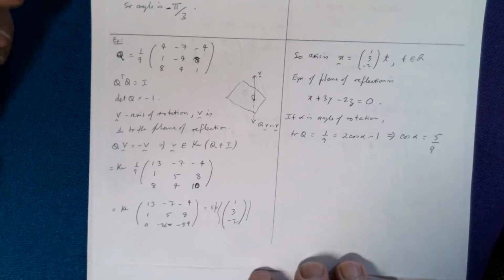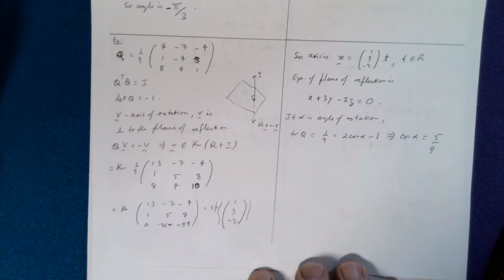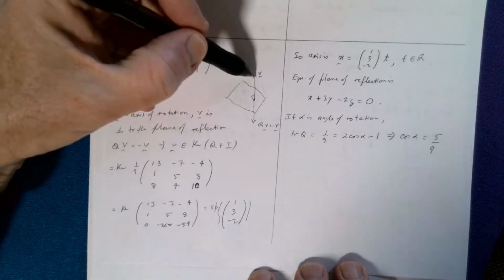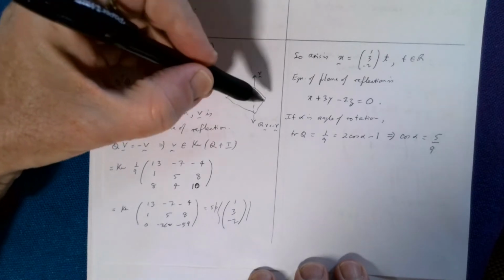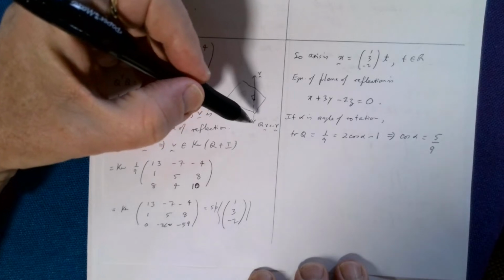And I won't grind through the determinant, but you can check the determinant of this one turns out to be minus 1. So what we've got here is a plane of reflection and an axis of rotation. Any vector is first reflected in the plane and then rotated through an angle alpha about this vector v.